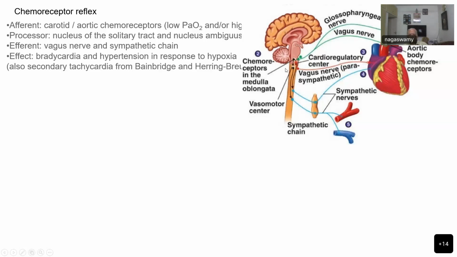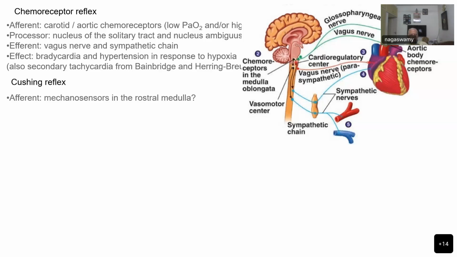So the chemoreceptor centers in the medulla oblongata are there, and simultaneously there will be an immediate compensatory mechanism by which the sympathetic also will be activated. So it cannot remain long for that persistently unless the patient has other associated pathologies.